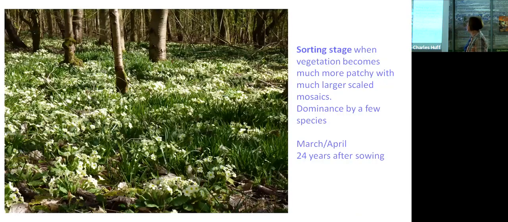And then you get a sorting stage when the vegetation becomes a lot larger. You get larger scale mosaics, larger patches. So we've got primroses and bluebell here, and frankly, not a lot else. Initially, you get this lovely mosaic of lots of different species, but then it sorts itself out, and the bluebell gets going, the primrose gets going, whatever is really happiest there and can reproduce fastest, either by vegetative means or by seed, will do best.